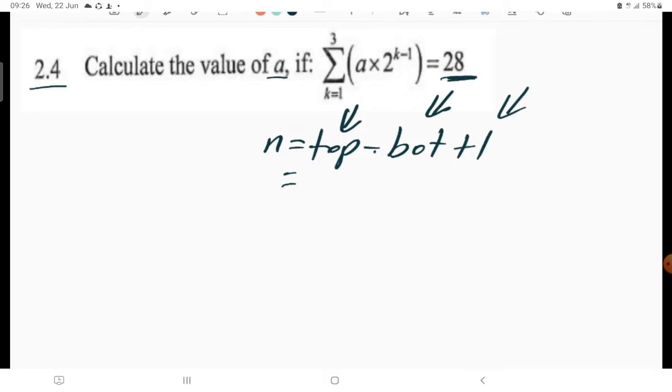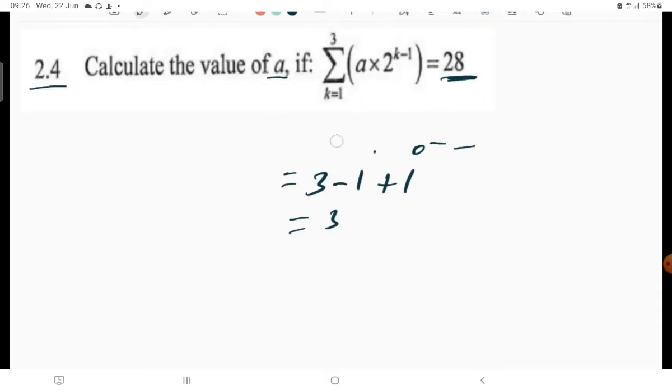So now to find the number of terms there, you just say the number on top is 3, minus the number below is 1, then therefore there is always plus 1. That is why we will get the actual number of terms, which is just 3, because k started from term 1, which means from the first position. There is no term that is being omitted. So we have that situation. So moving on to calculate the value of a.